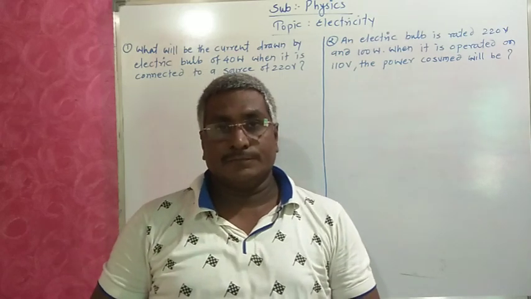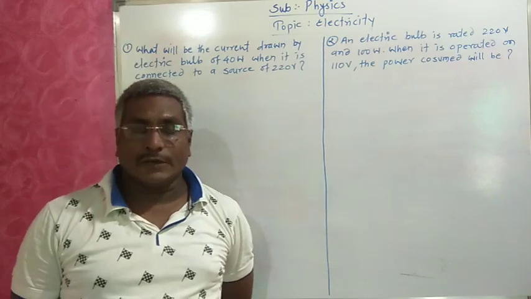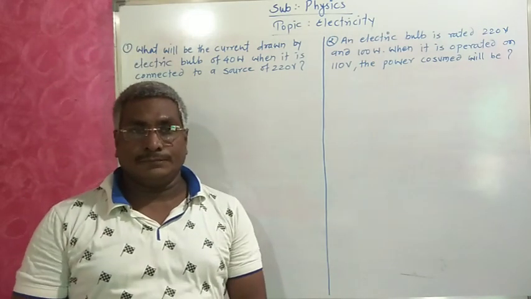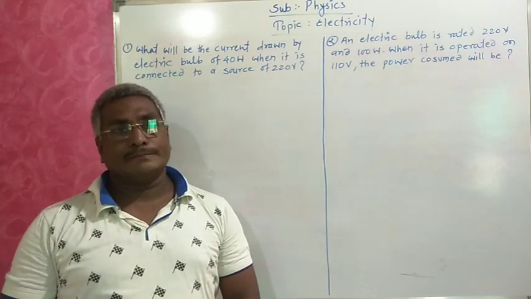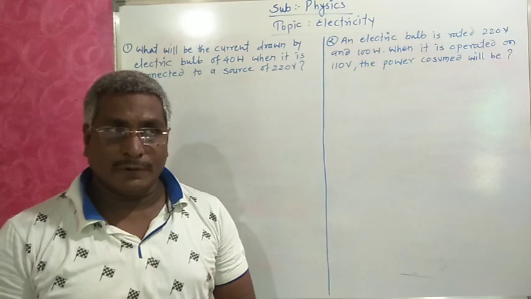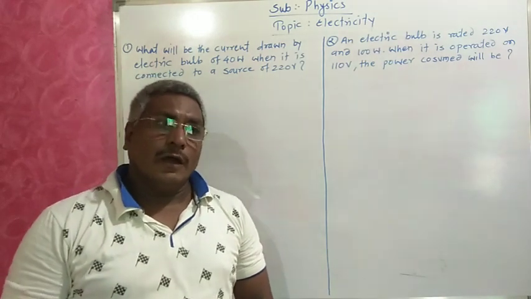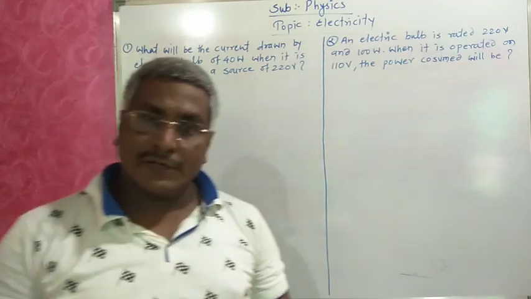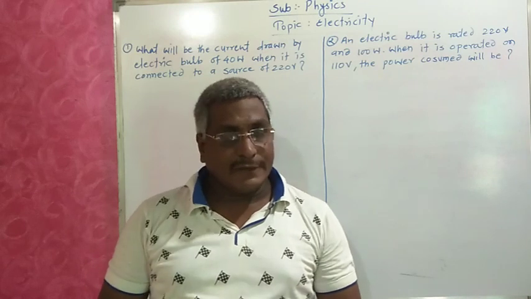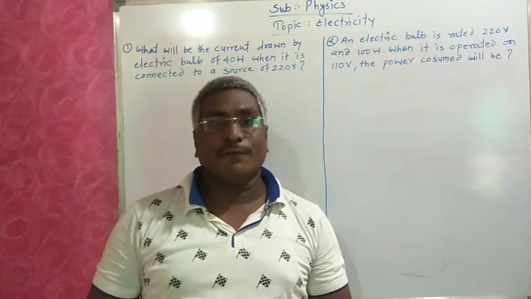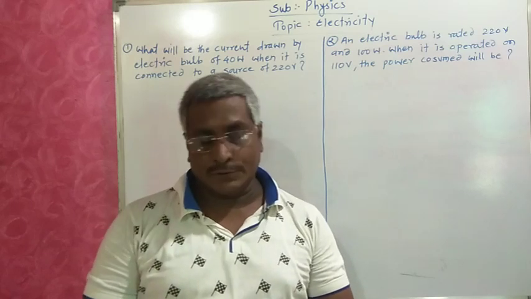Hello students. Now in the last video we discussed power. In power we studied the definition of power and the SI unit of power. We discussed the SI unit, commercial unit and industrial unit of power. Then we derived the different formulas for power by using Ohm's law.